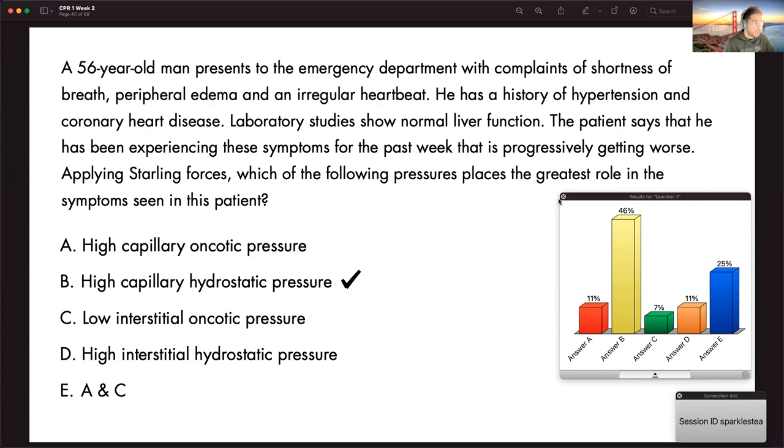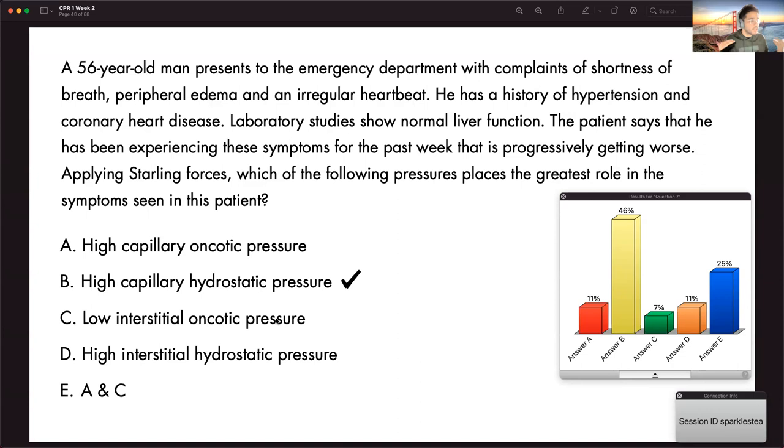The laboratory study shows normal liver function. That's going to eventually come back, and you guys are going to learn more about that. Has a history of hypertension and coronary heart disease. That's the biggest thing. The patient says he's been experiencing these symptoms for the past week and has been progressively getting worse, applying the Starling kit. What is the greatest rule? It's high capillary hydrostatic pressure. This is the force that is basically pushing out all of the fluid in your blood, not like all of it, but a good amount of it is going to the tissues.